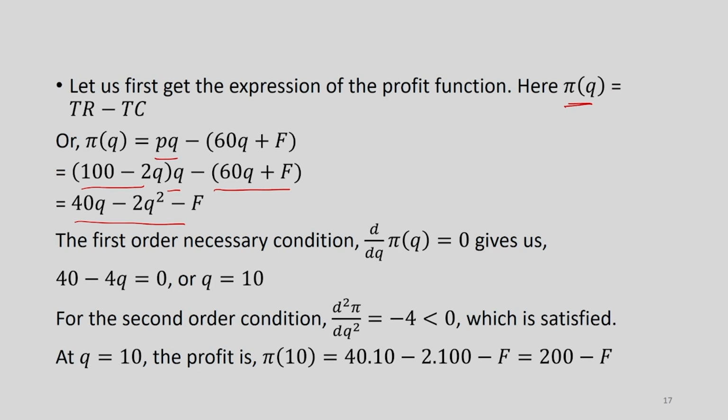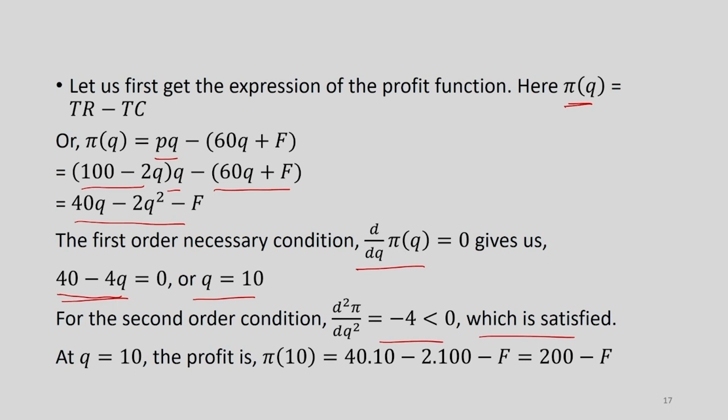We know the first order necessary condition is that the derivative of this profit function should be equal to 0, and that will give me 40 minus 4q is equal to 0, or q is equal to 10. Second order condition: I take the derivative of this once again, I will get minus 4, which is negative. So indeed the profit is getting maximized here at q is equal to 10.